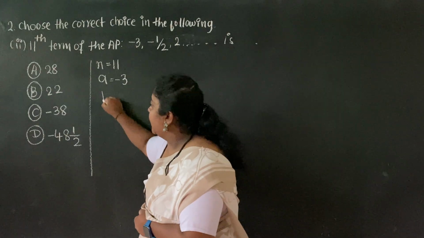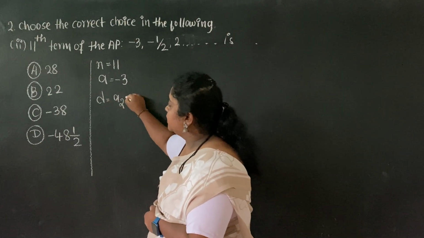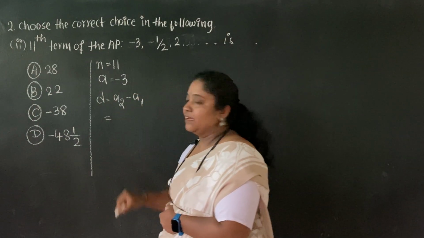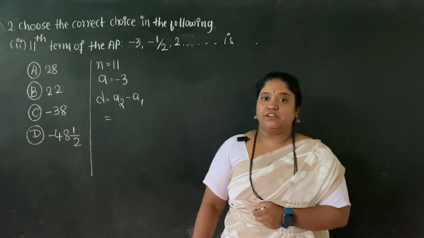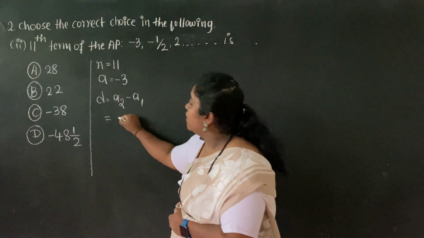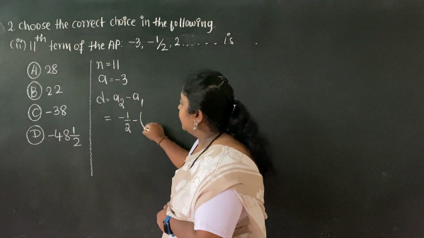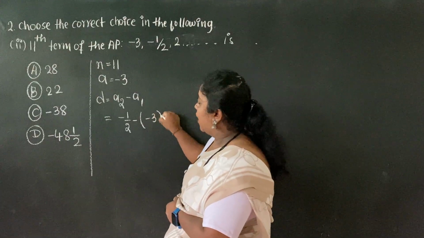Now let me calculate the d value. How can I calculate the d value, dears? A2 minus A1, second term minus first term. What is the second term I have? Minus 1 by 2, minus, what is the first term I have? Minus 3.